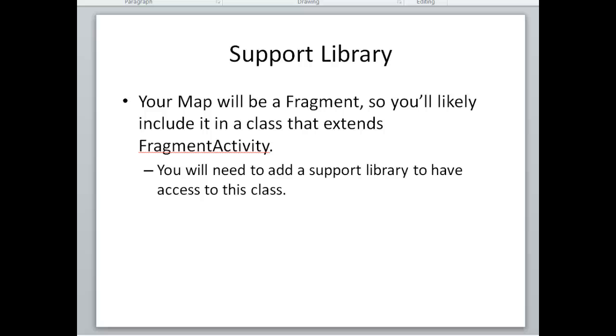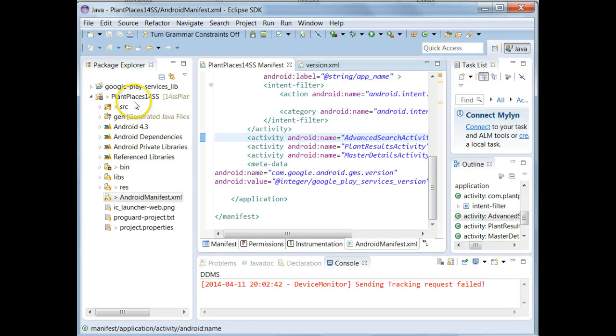And many times when we have a fragment, we're pulling it in with a fragment activity. So to get a fragment activity, we have to add a support library. Now I'm going to show you the way not to do it, which is the way I used to do it.